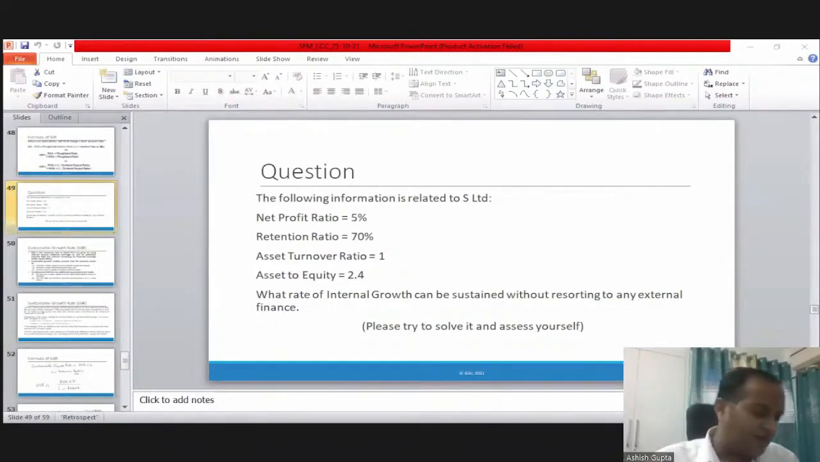Okay students, what is your answer? Please tell me, what is the internal growth rate? It's very simple.